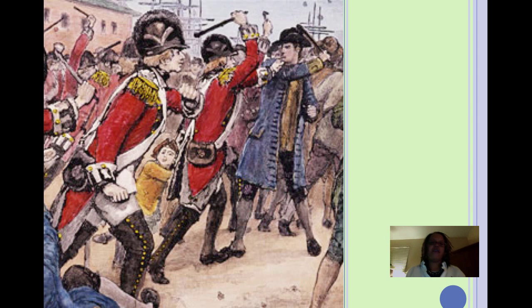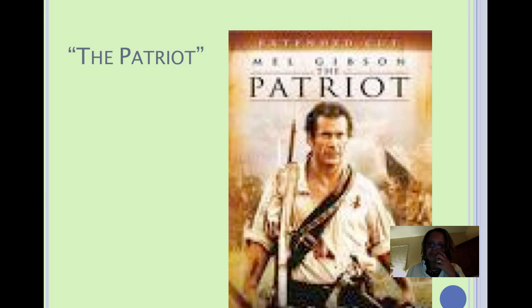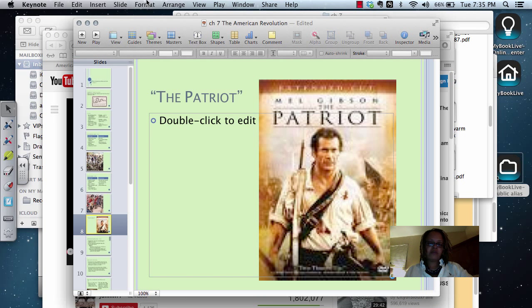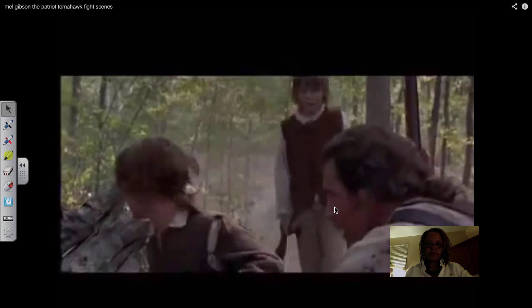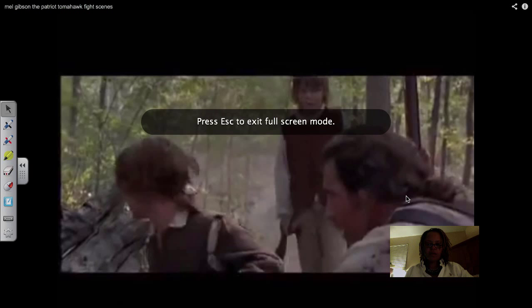So here's an image of the redcoats, the lobsterbacks, the British soldiers in their fancy uniforms with their bright, sparkly buttons going down their boots, going on to battle. So I have a clip of a movie, The Patriot, that some of you might have seen, so we'll show that now. Just watch.